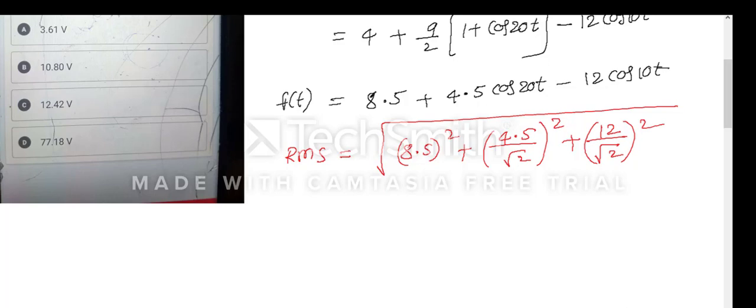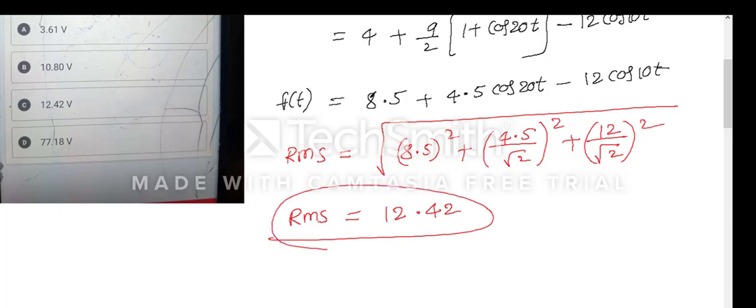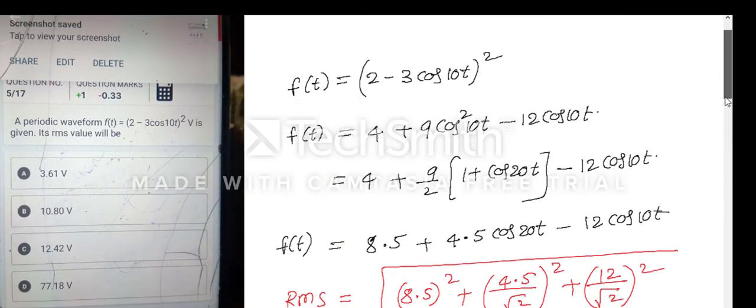8.5 whole square plus 4.5 by root 2 whole square plus 12 by root 2 whole square. So how much value can we get? 12.42. This is the RMS value of the given function f of t.